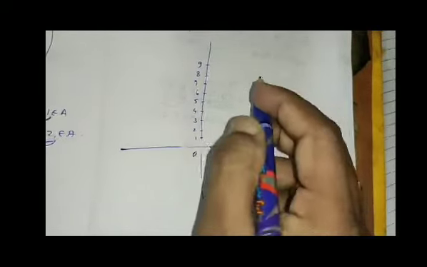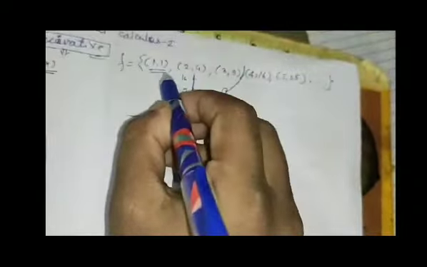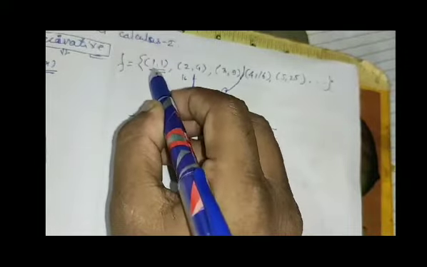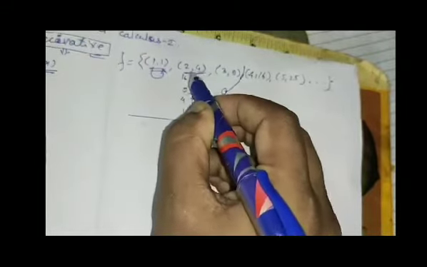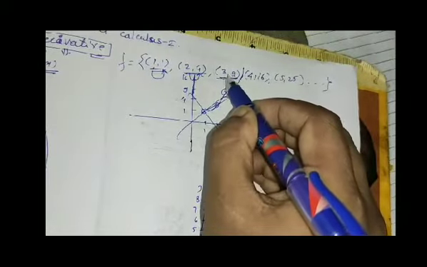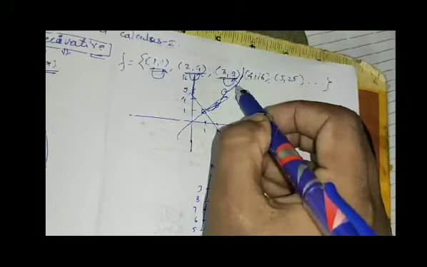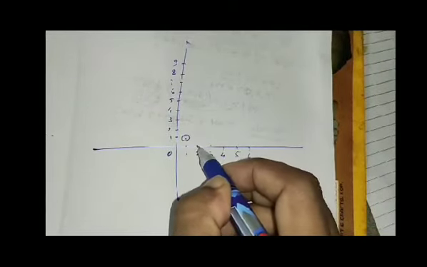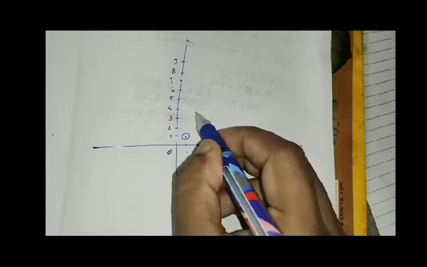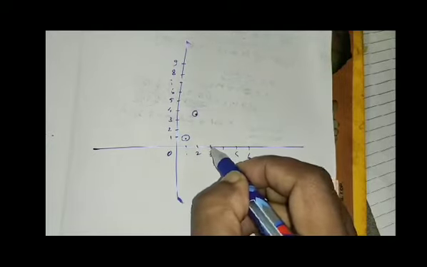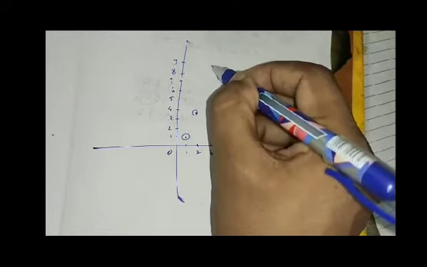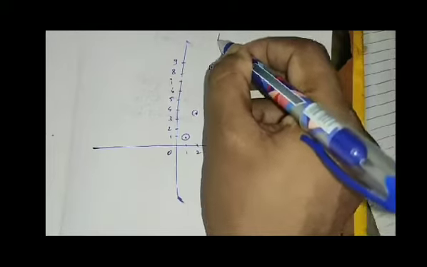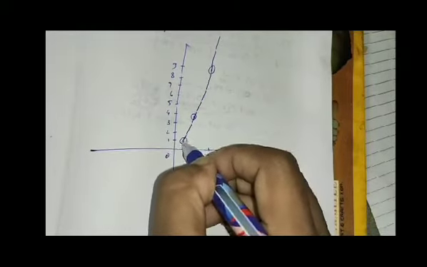So first order is 1, 1, that means square of 1 is 1. Second order is 2, 4, square of 2 is 4. Third order is 3, 9, so square of 3 is 9. So in this way, if we plot these points, 1, 1, 2 square is 4, so 2, 4, 3 square is 9, so 3, 9, in this way, we get a graph like this.